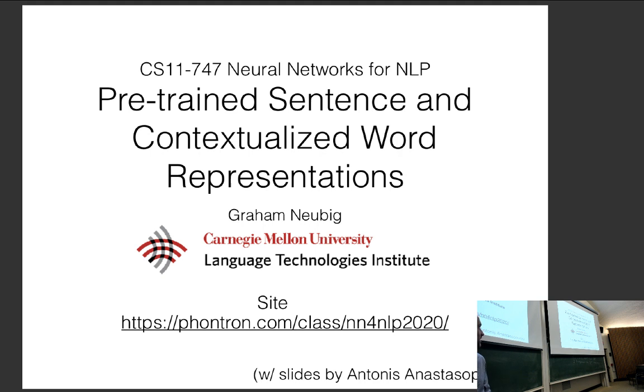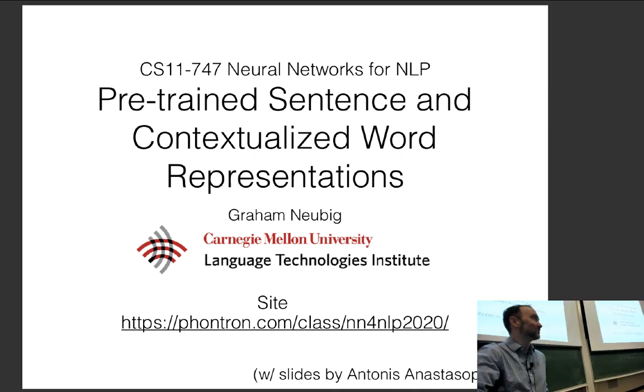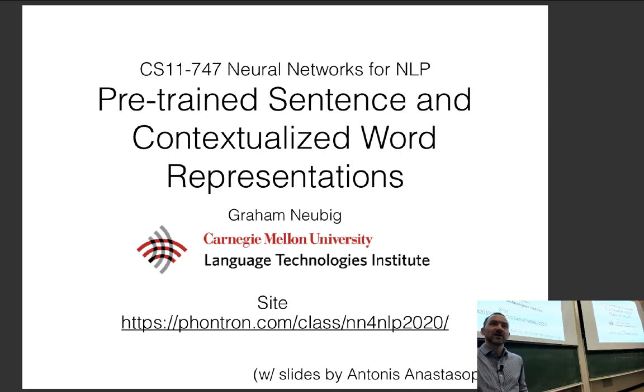So I'm going to be talking about pre-trained sentence and contextualized word representations this time. This is obviously a thing that is very, very hot and exciting right now in NLP, so I'd like to talk about it. At the same time, it's something that's a little bit confusing, I think, for reasons I'm going to be talking about later. So I'm going to try to give a kind of systematic explanation of things here.